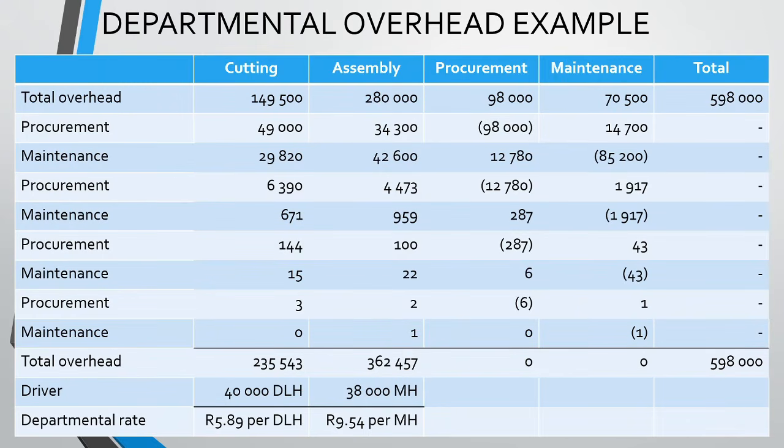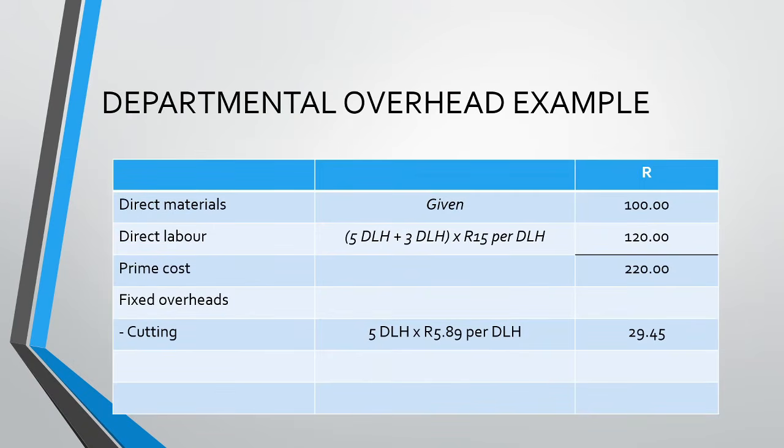The 5 direct labor hours in the cutting department then need to be multiplied by the cutting department's overhead rate, which we calculated earlier at 5 rand and 89 cents per direct labor hour. Notice we are matching the 5 direct labor hours used in the cutting department with the 5 rand and 89 cents per direct labor hour for the cutting department. This gives us our overhead allocation for the cutting department of 29 rand and 45 cents per unit.